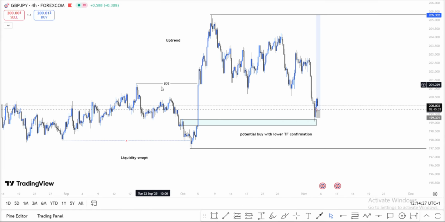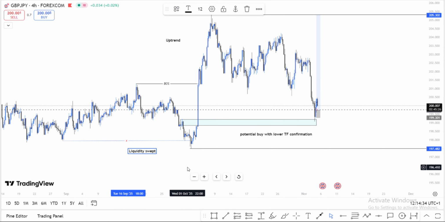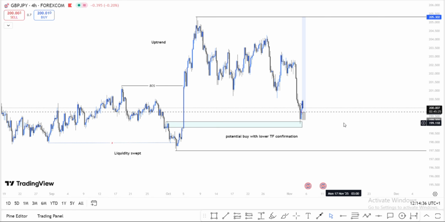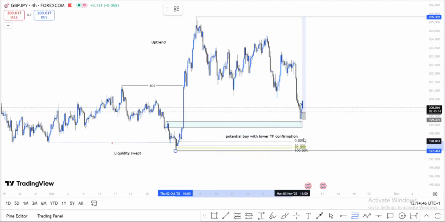So here, this is where we got our last break of structure to the upside, and here we see this liquidity sweep. You can see this liquidity sweep here, right? And then what else did we see? We see price push all the way here, and right now price has retraced to a very good buy level, right? So from here we mark our fib level.